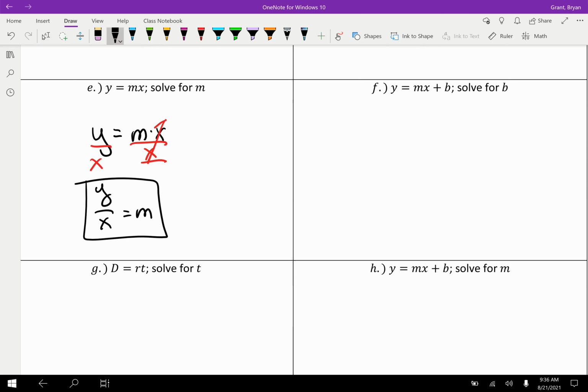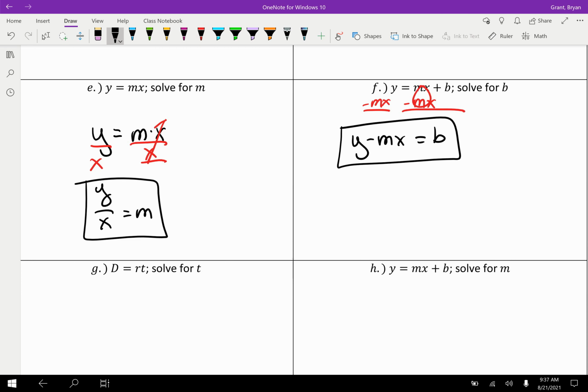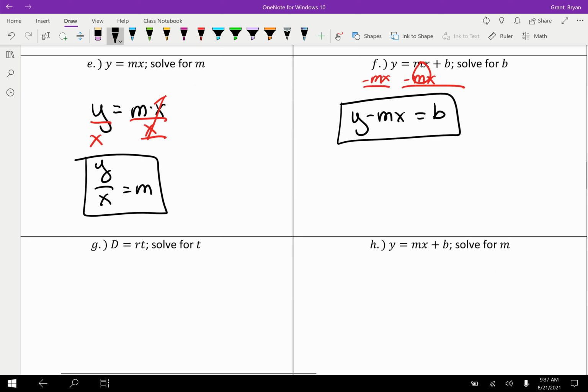Y equals mx plus b. You might have even seen this type of equation before. We're not going to do anything with it though besides isolate b. To isolate b here, mx is adding to b and nothing's multiplying, so I think we should probably just subtract mx from each side. That leaves me with y minus m times x equals b. B is now isolated. 2 to go.